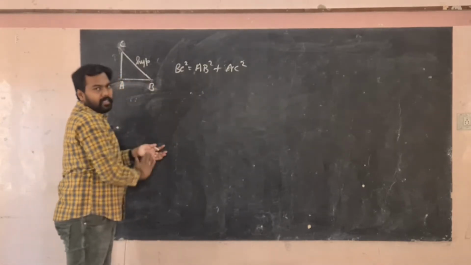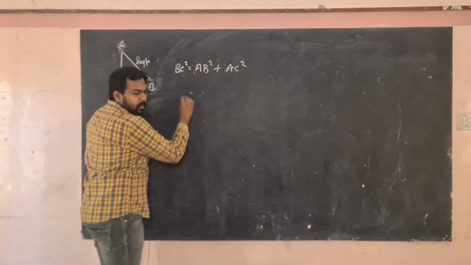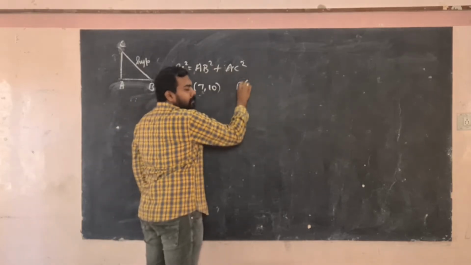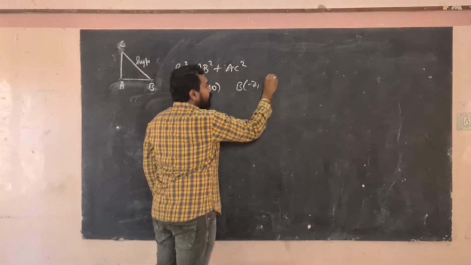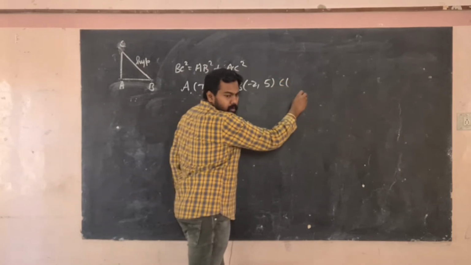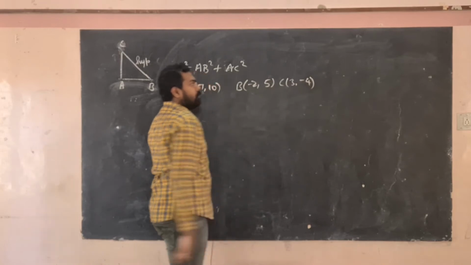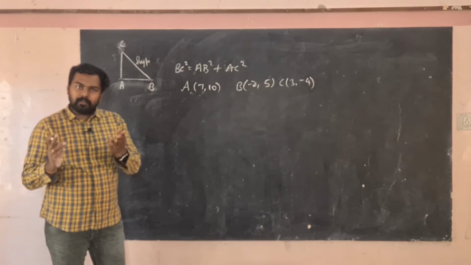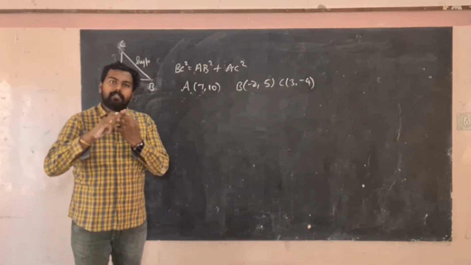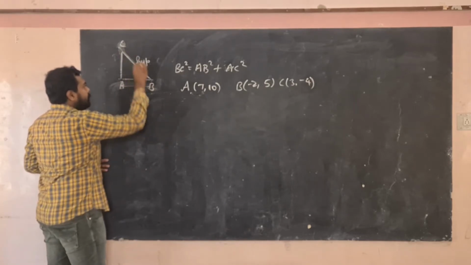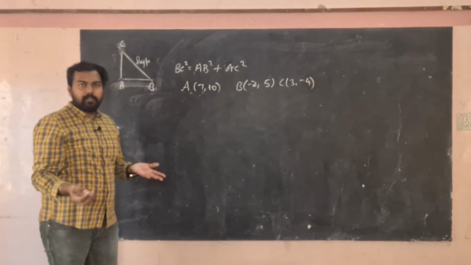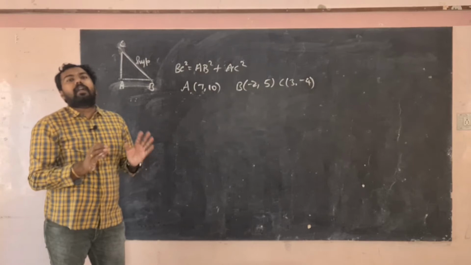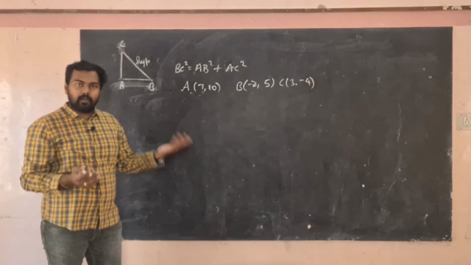Okay. So see here, what they have given: point A as 7, 10, B as minus 2, 5, and C as 3, minus 4. So what we have to find? We have to find AB, BC, AC. These are the 3 sides only. So we will find all those 3 distances and see which 2 will add up to the other one.